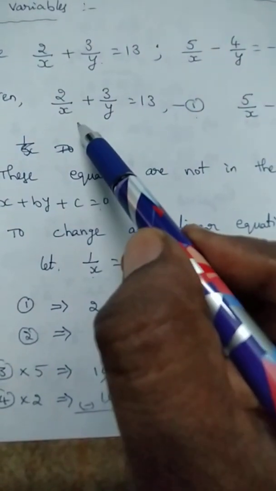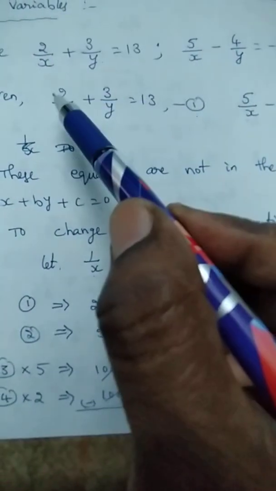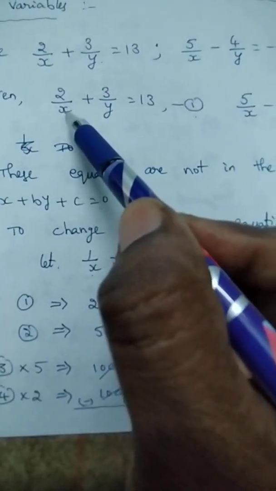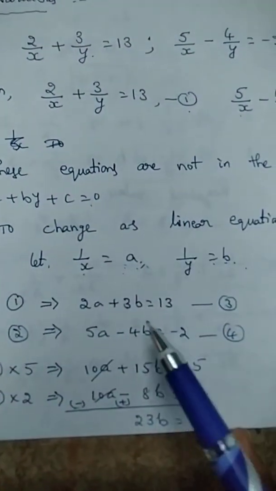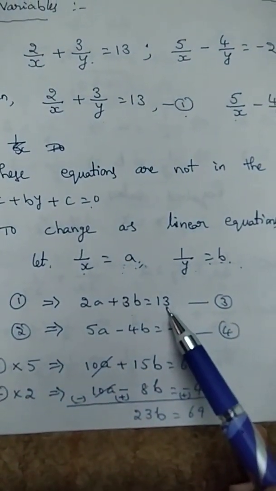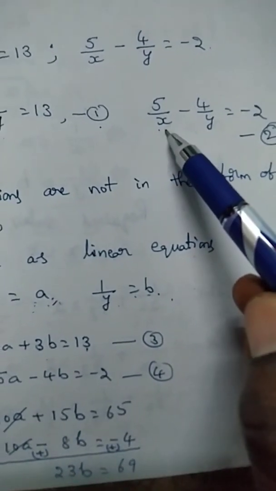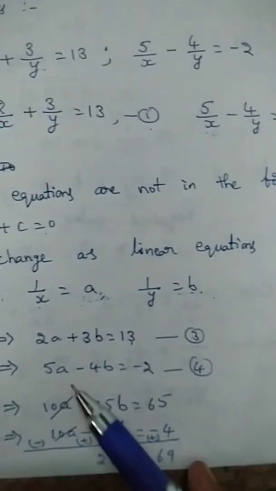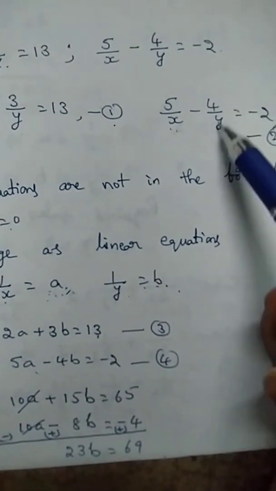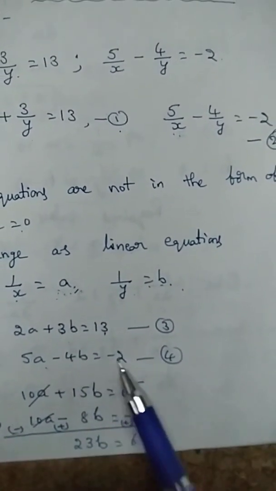So if 1 by x is a, then automatically the first equation is changed: 2 into 1 by x means 2a. Clear? Plus 3 into 1 by y means 3b, that is equal to 13. Coming to that, 5 by x means 5 into 1 by x. In the place of 1 by x we can write a. 5a minus 4 into 1 by y means 4b, that is equal to minus 2.